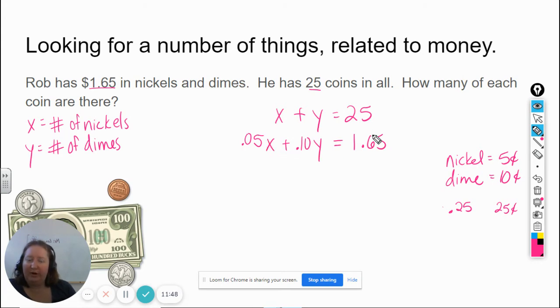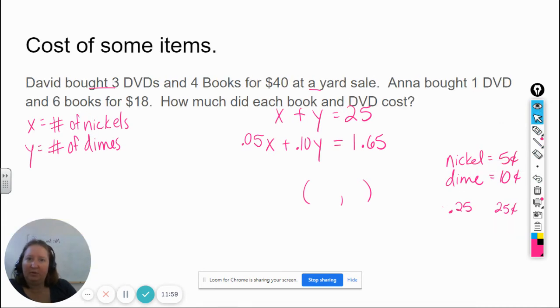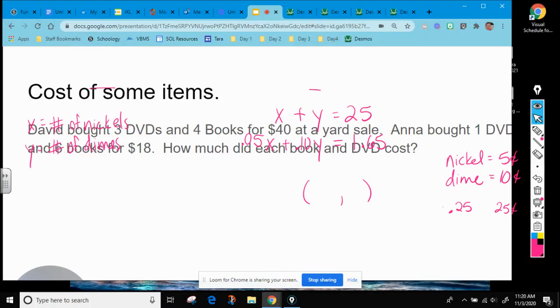So you know that we're going to now go to Desmos. We're going to see where these cross. We're going to get an X value and a Y value, and that is going to tell us what our solution is. This is the part where I wish it would go faster.